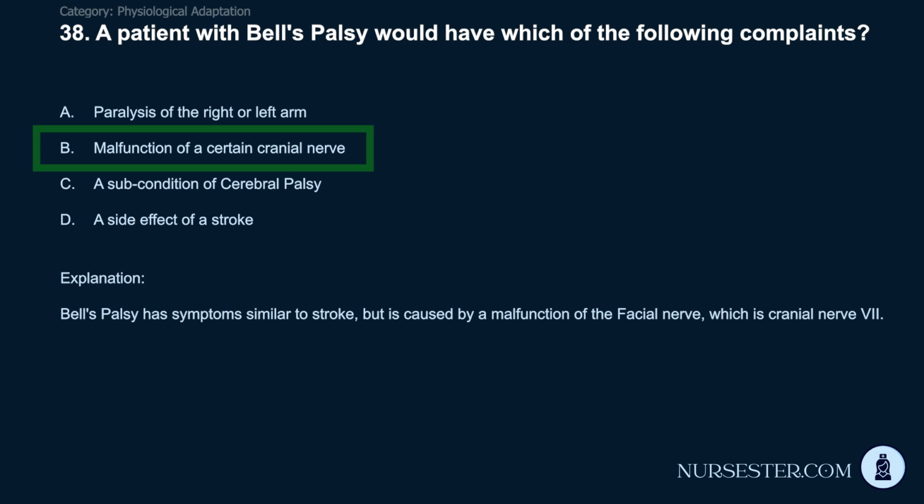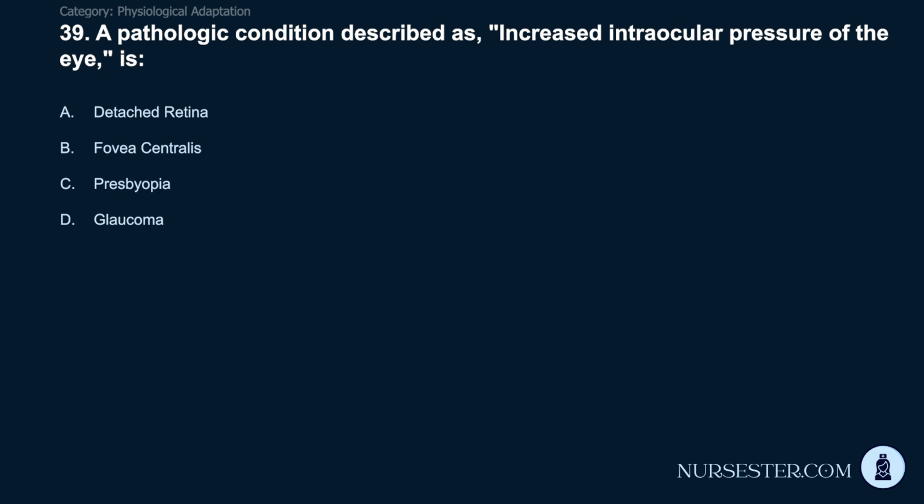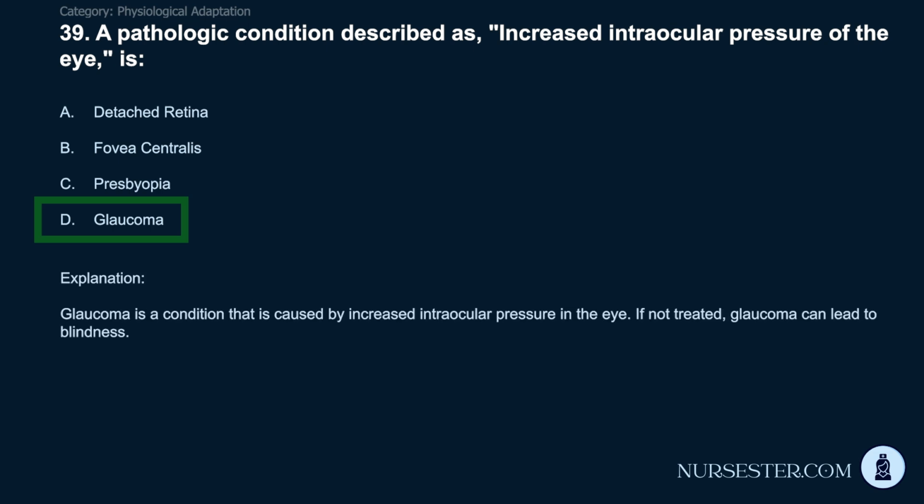39. A pathologic condition described as increased intraocular pressure of the eye is A. Detached retina. B. Fovea centralis. C. Presbyopia. D. Glaucoma. Correct answer: D. Glaucoma. Glaucoma is a condition that is caused by increased intraocular pressure in the eye. If not treated, glaucoma can lead to blindness.